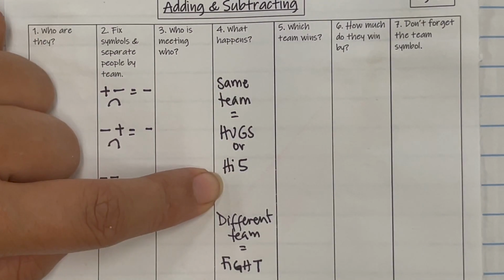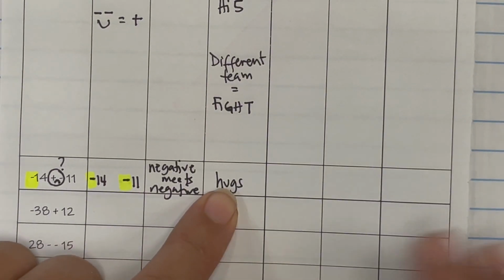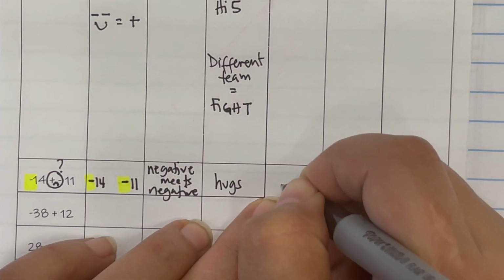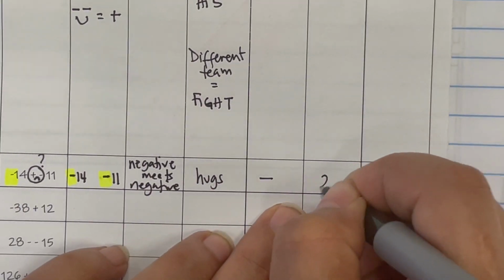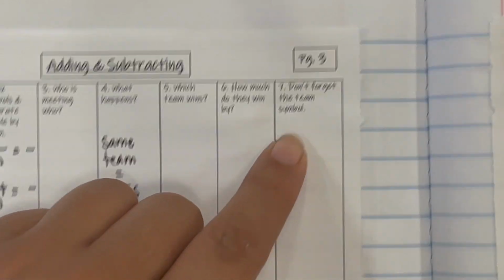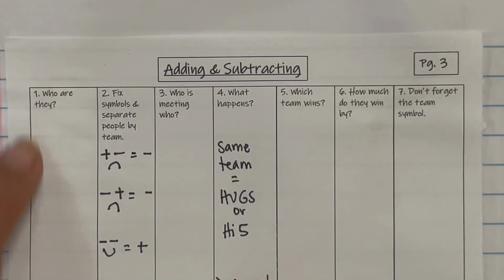So if negatives are meeting negatives, same team, they're going to hug. All right, what team is going to win? Well, they're hugging, so they're just more people in the same team, so still negatives. How many are there? So there are 14 people hugging 11 people, a total of 25. Don't forget when you're writing the answer to put those together, so negative 25. And that's how you add and subtract. So let's do another one.